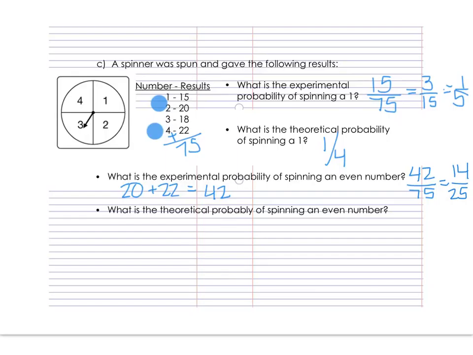Theoretical probability of spinning an even number. How many ways can I get an even number on my spinner? 2 ways, and it can land on 4 different numbers. Simplifying that, half the time I can get it to land on an even number.